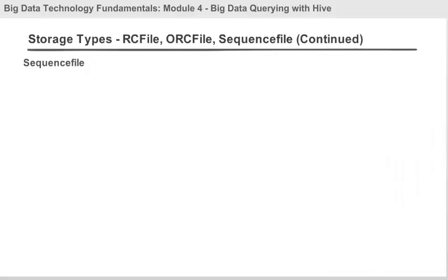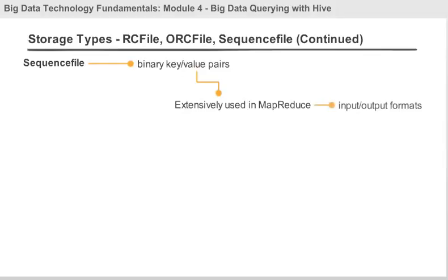Sequence file is a flat file consisting of binary key-value pairs. It is extensively used in MapReduce as input-output formats. Also, the temporary outputs of maps are stored using sequence file. Sequence file provides writer, reader, and sorter classes for writing, reading, and sorting respectively.